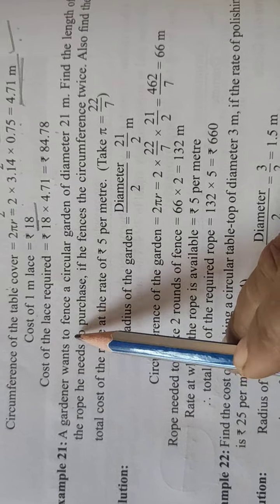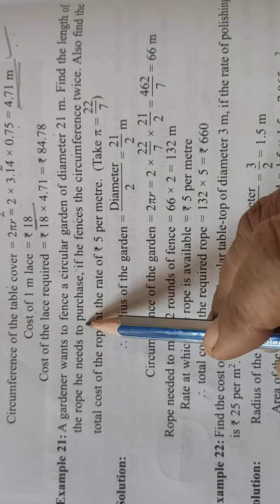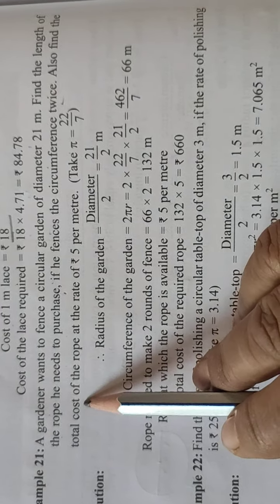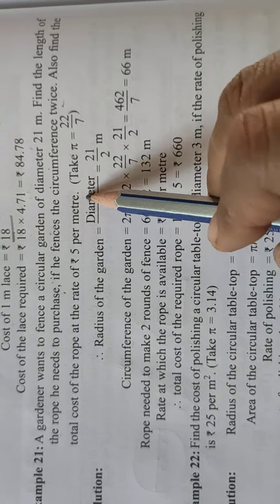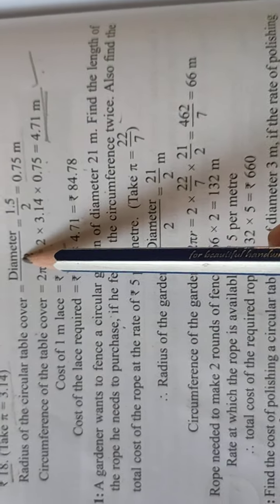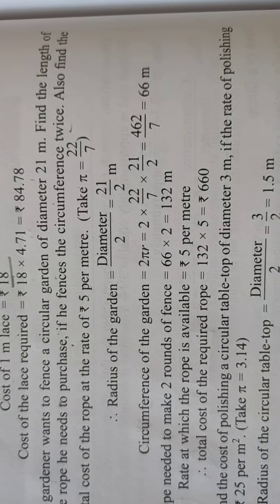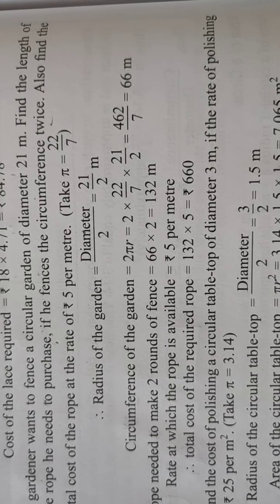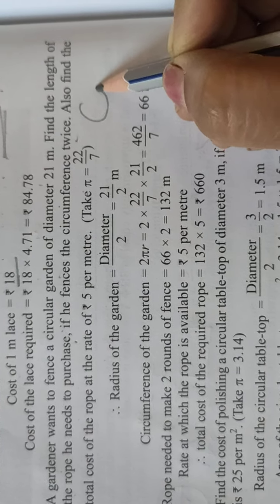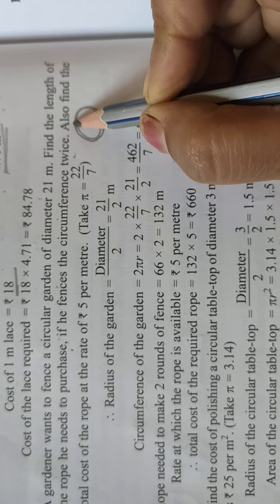Now a gardener wants to fence a circular garden of this diameter. Find the length of the rope required to purchase if he fences the circumference twice. Also find the total cost of the rope at the rate of this much. Now here you see the same thing as we did in the above sum. He wants to put a fence, so he wants to put wire, but he wants to put a double fence. Means if this is the field, if he starts from here, he will go once, again twice.